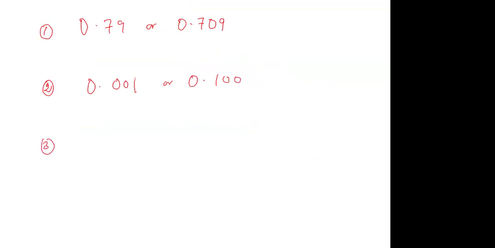So I will ask you to do these questions now. Basic questions: 0.79 or 0.709. You tell me which one is bigger between the two of them. 0.001 or 0.100. 0.724 or 0.7204. 0.512 or 0.5120.